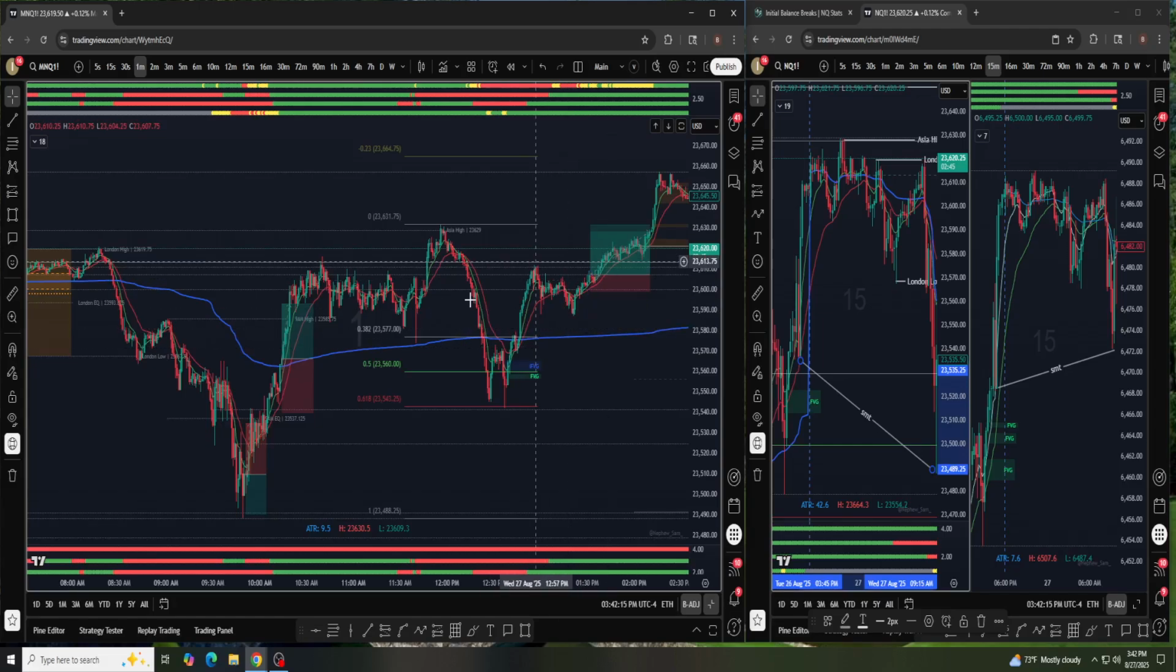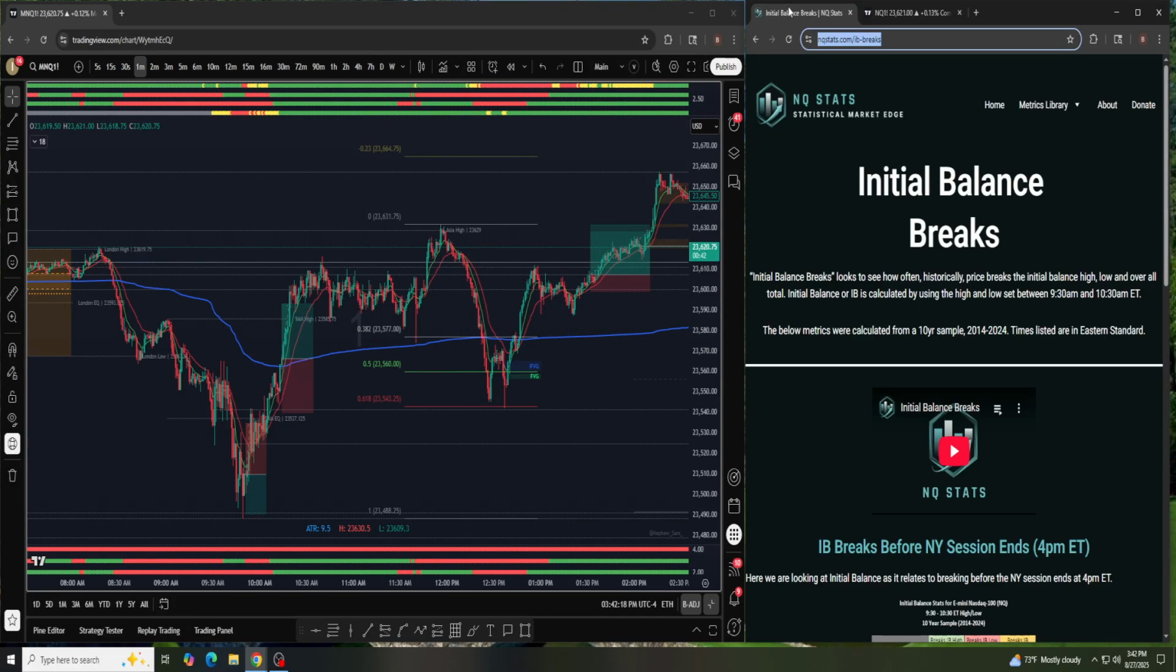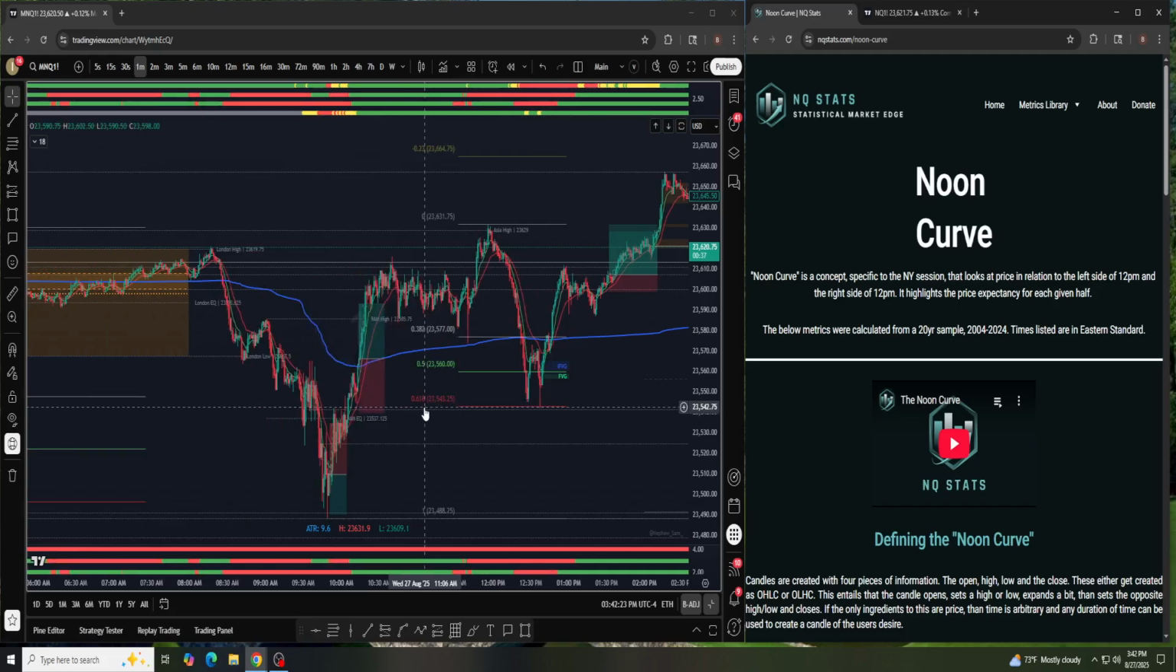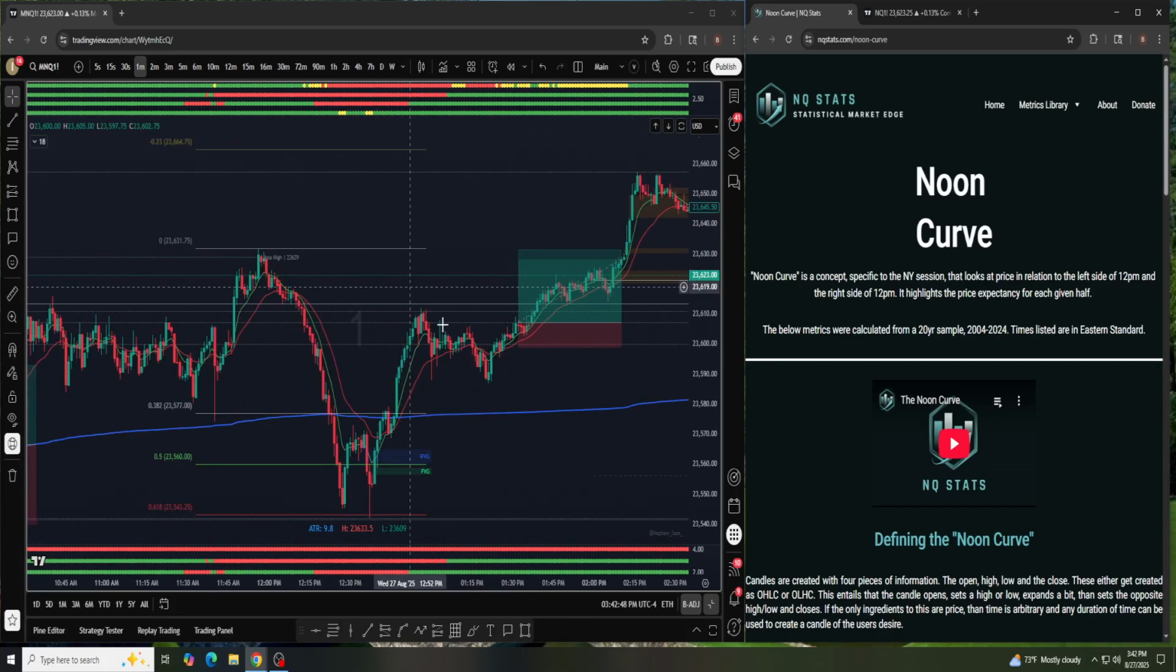But I'm going to pair the dots with NQ stats. So today was a good example of the noon curve, which basically says that more often than not, if the low happens in the first half of the day, so call it 8 a.m. to noon, there's like a 70% chance that the high of the day will be made in the afternoon if you're anticipating the low was made in the first half. So basically, you get into lunch and you have this high, which is what's called the noon curve high.